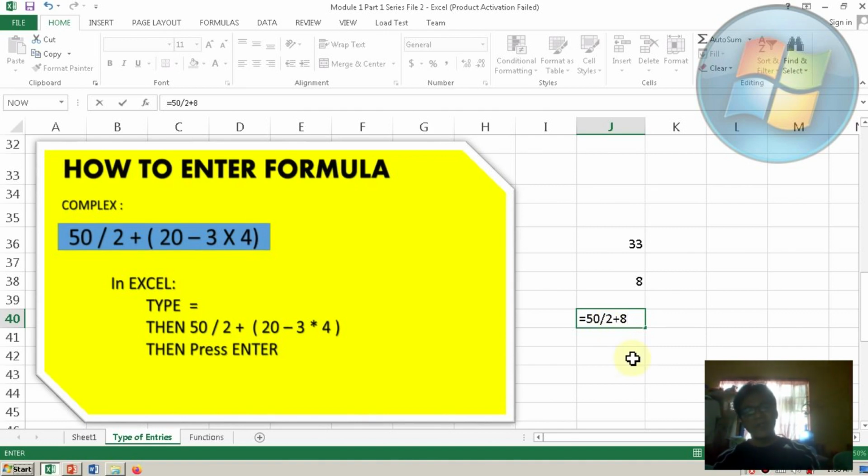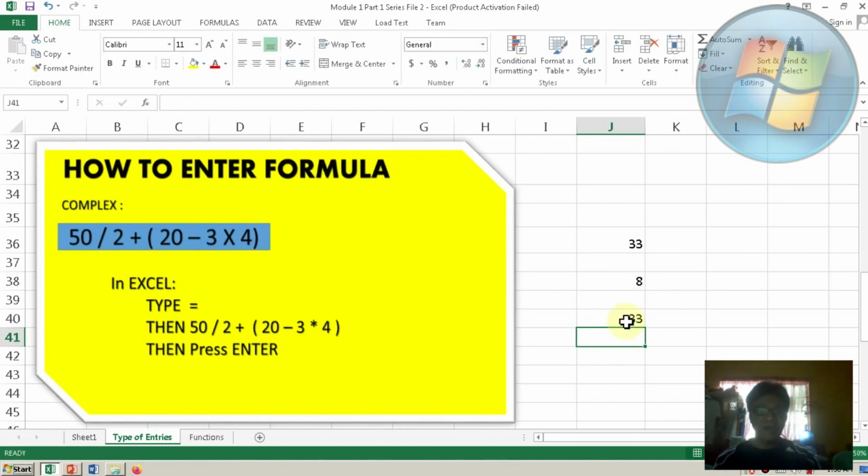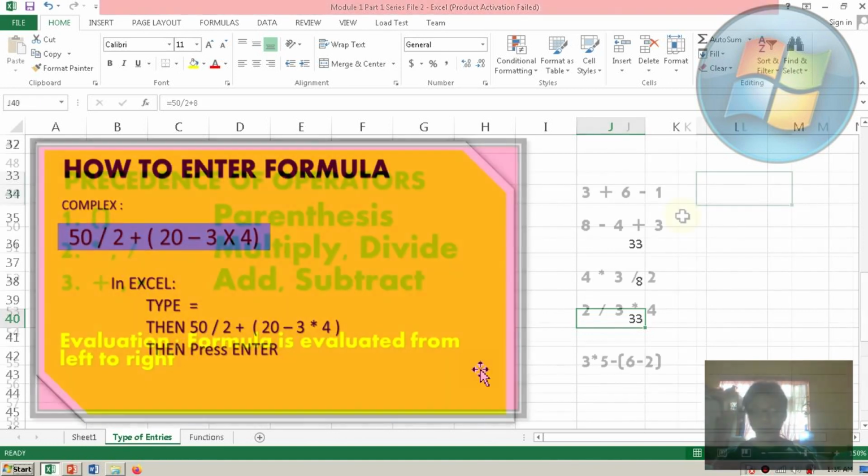Okay, so the computer will do the division first and then followed by addition. So whatever the result of the division, then added with 8. Okay, so the result of 50 over 2 is 25, plus 8 equals 33. So that's how the complex formula is being calculated in Excel. It follows the sequence of precedence. The parenthesized expression will be done first, then the result will be added to the outside expression, and the outside expression will be evaluated according to the rules of precedence. So division comes first, then followed by addition. Okay, so that's how the formula is being calculated in a complex expression. It follows the rules in mathematics. Okay, so let's proceed.